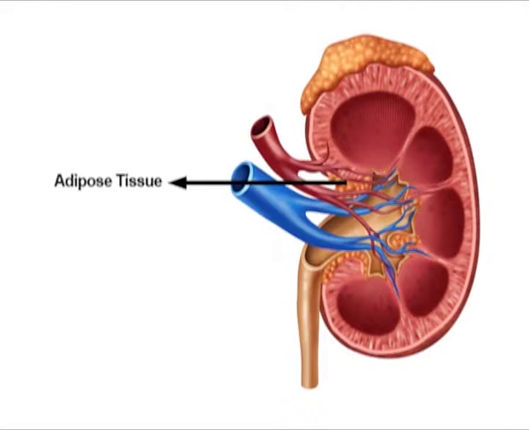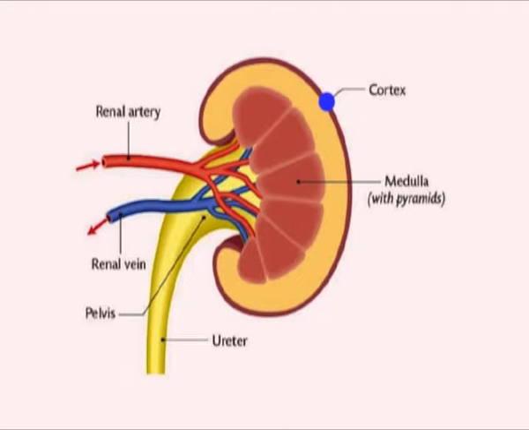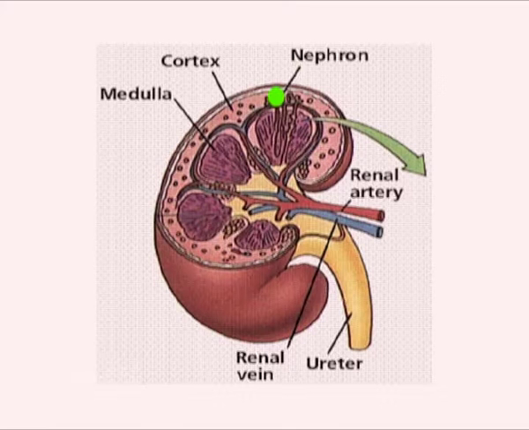Each kidney is surrounded by layers of fibrous connective tissue and a mass of adipose tissue which cushions it and holds it in place. On the medial side, each kidney has a concavity called hilus or hilum. The blood and lymph vessels, nerves and ureters enter or leave the kidney through the hilus. The mammalian kidney consists of an outer cortex and an inner medulla. It is composed of functional units called nephrons or uriniferous tubules.